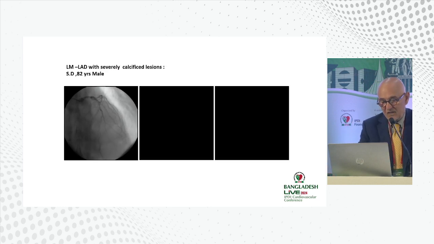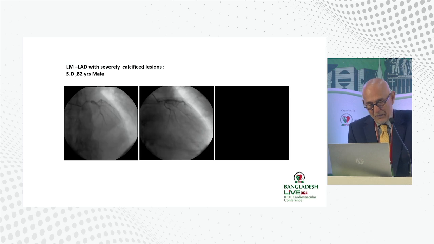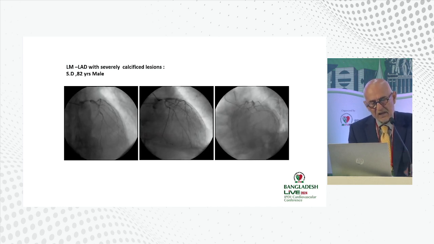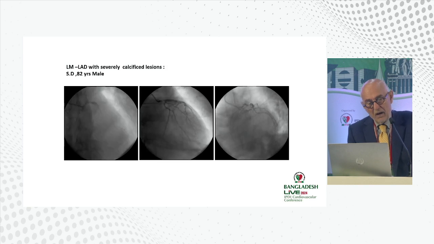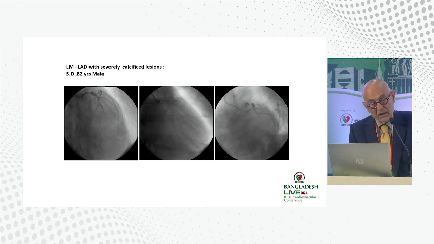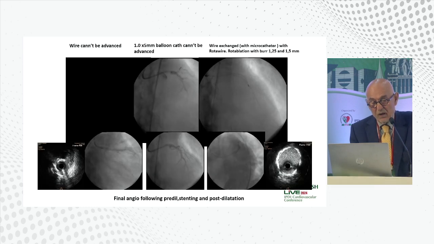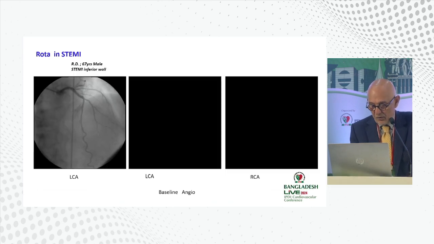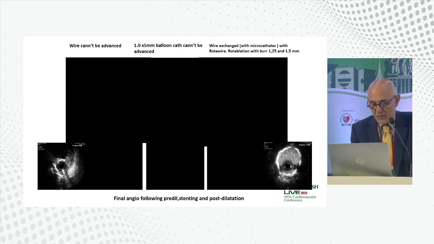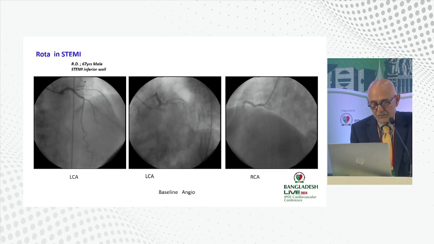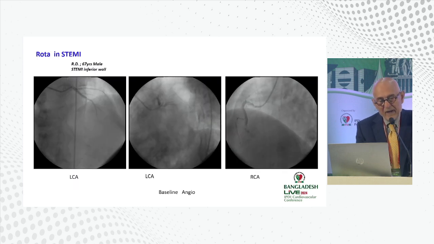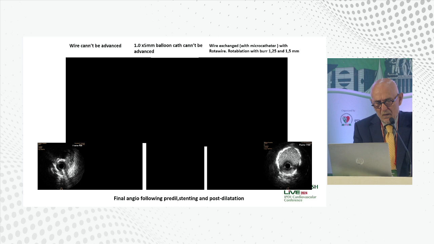Now I'll go through some examples to show this. This is a case, you have seen several cases here, of an undilatable lesion with balloon. Then going with rota will give you the chance to ablate.